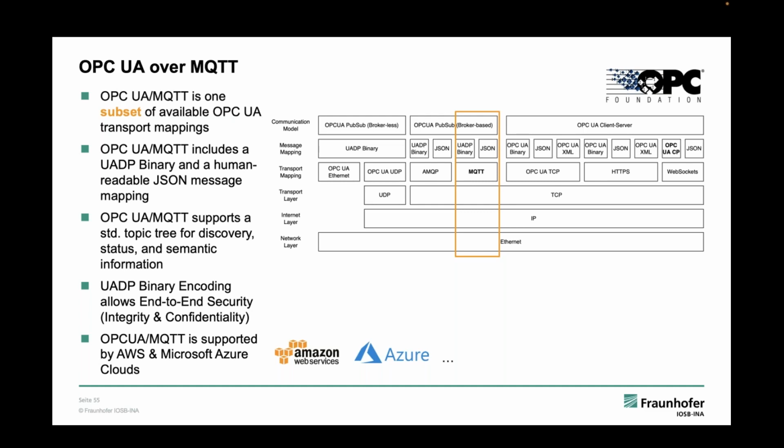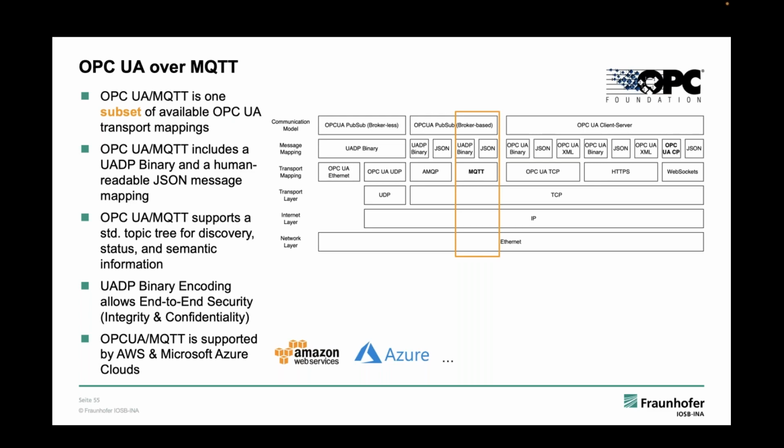OPC UA supports a standardized topic tree in the latest version of the PubSub specification, specifically for discovery, status, and semantic information. Also, there's a suggestion for data, but it's not mandatory. So you can have your own topic tree in OPC UA over MQTT for your data messages.